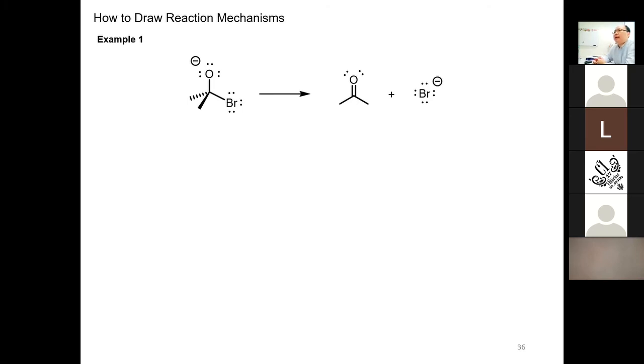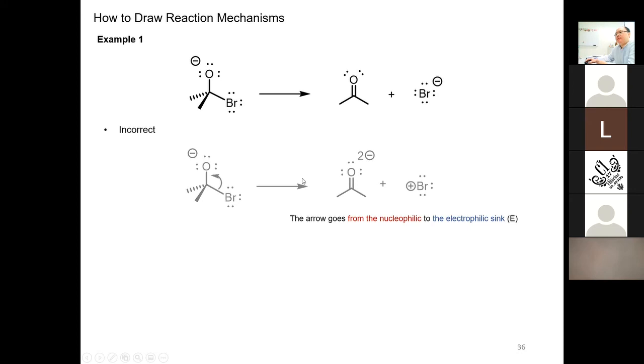Let me show you several examples about arrow pushing. The first example is this reaction. We have a carbon bonded to a methyl, an oxygen anion, and a bromide. It becomes a ketone and a bromide anion. The incorrect way to draw this arrow pushing is to break this bond and form this bond. Why is this wrong?